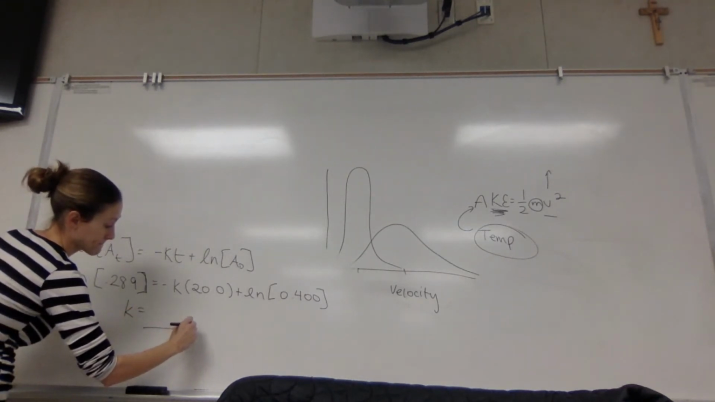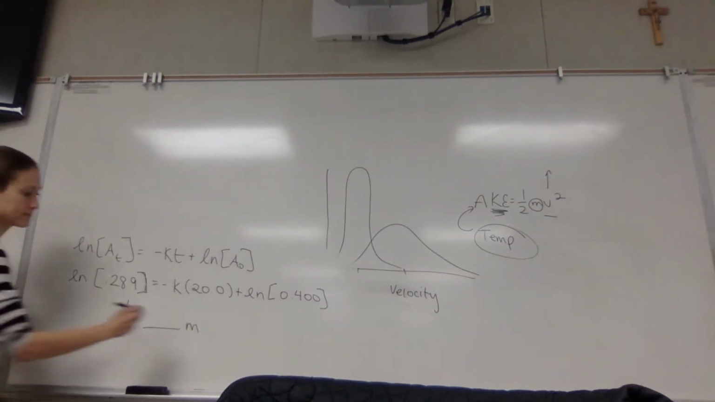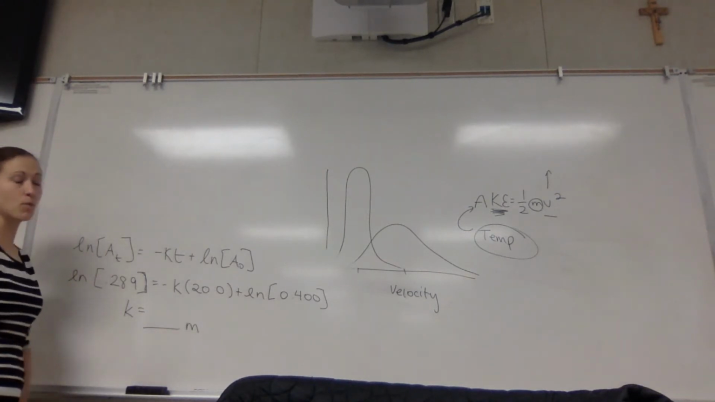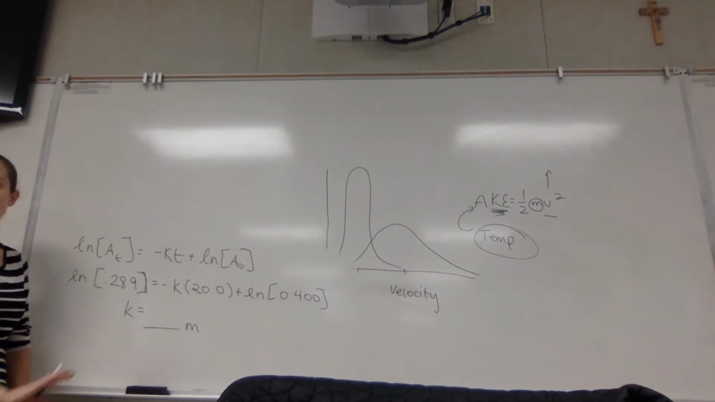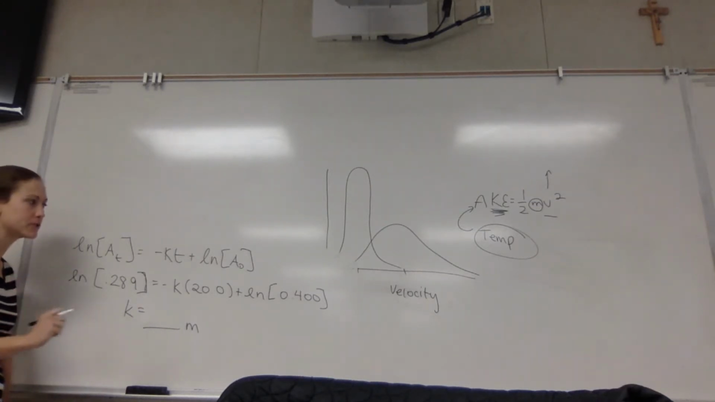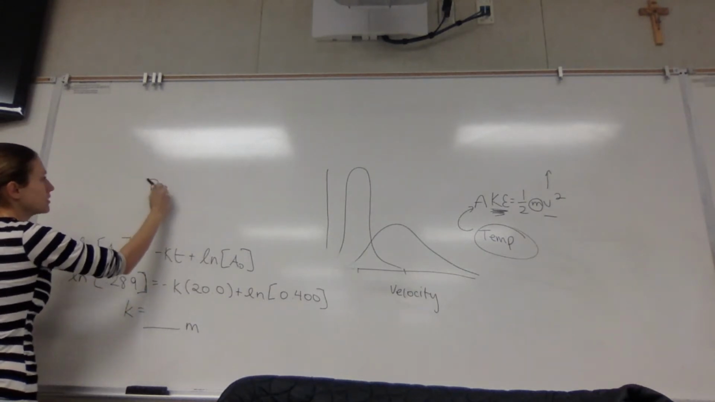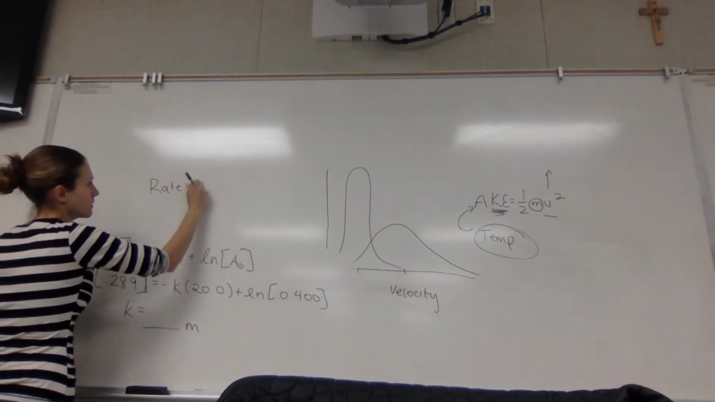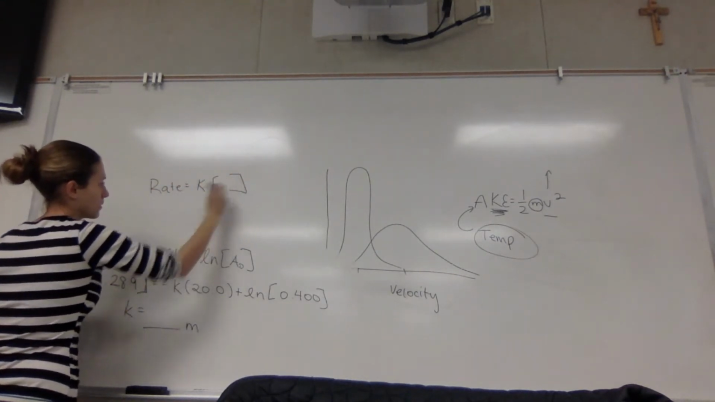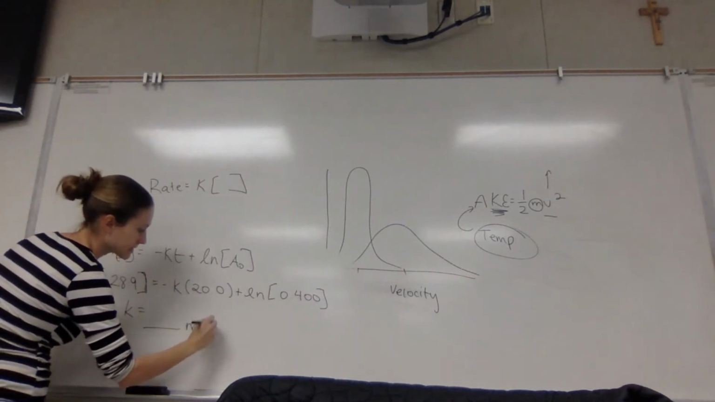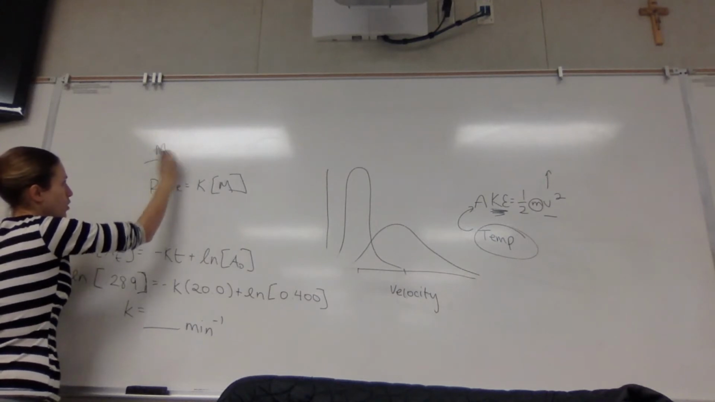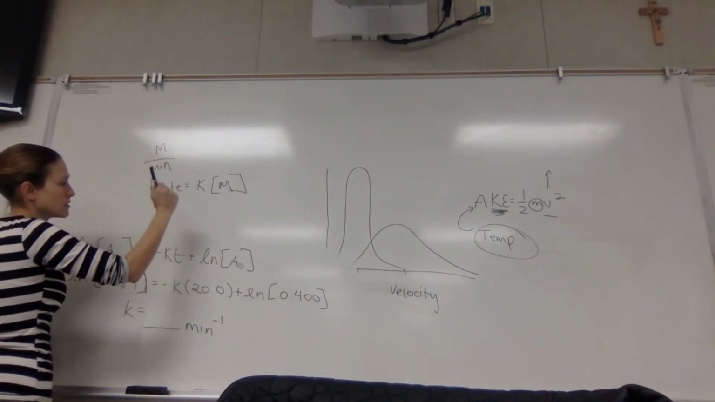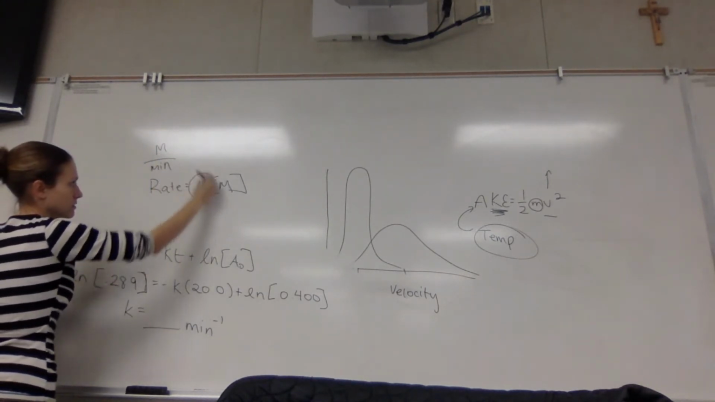M times minutes to the negative 1? No, not M times s to the negative 1. It will never be molar. It'll be molar to the negative 1, possibly molar to the negative 2. But because this is first order, is it just M? It's minutes to the negative 1, right? Because this is just molar, do you not put molar per minute, right?